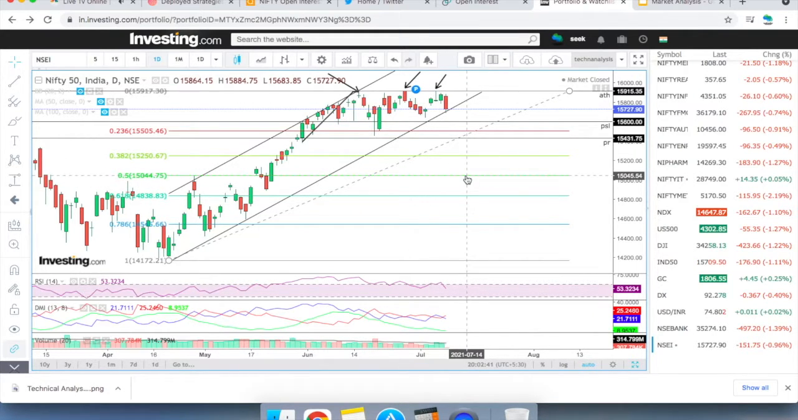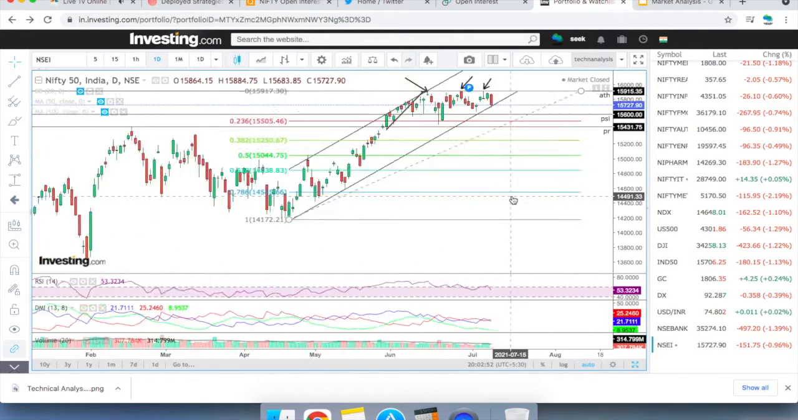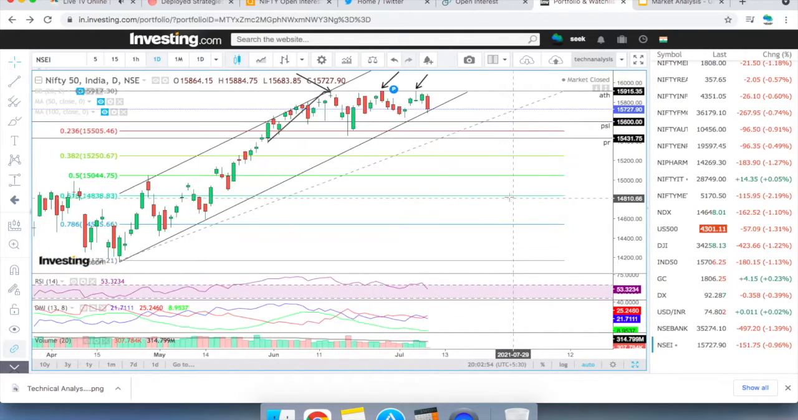So 15,000 would be 50% of the Fibonacci retracement, and anything below 14,800 is a clear downtrend, right? So there's a long way to go.